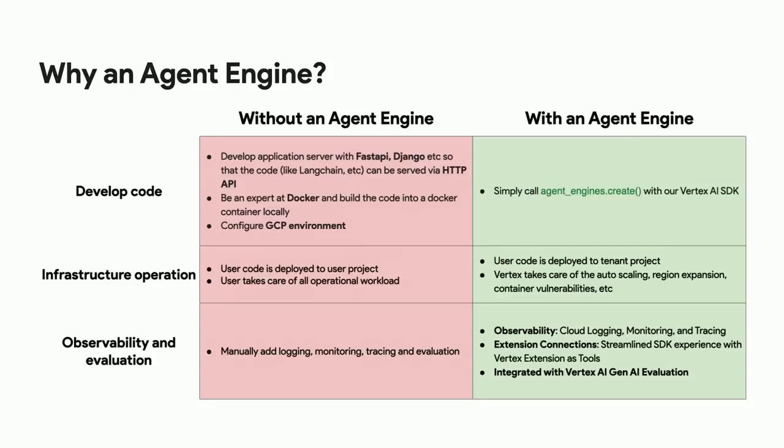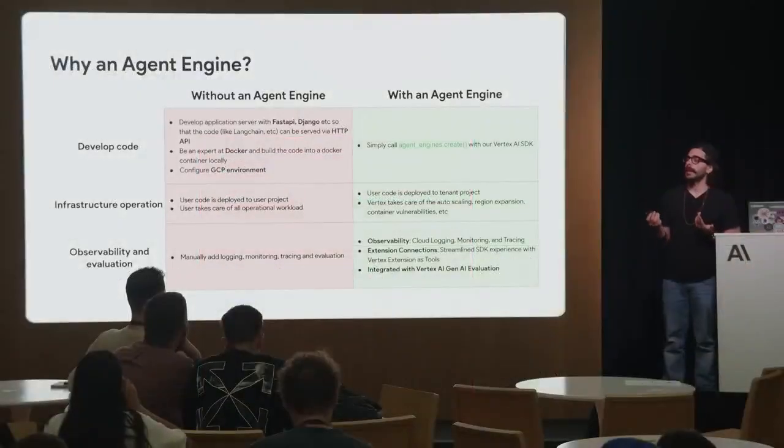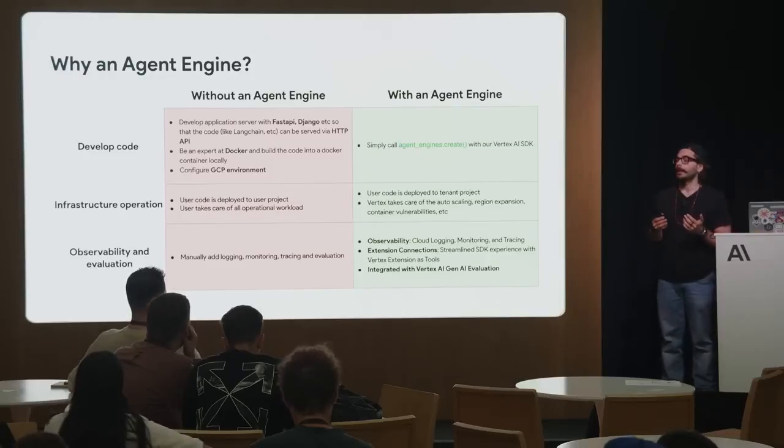And then you need to handle all the operations related to infrastructure. And at the same time, you also need to monitor these agents, because at the end of the day, it is an application, right? So with the Agent Engine, you can simply deploy the agent using a method like Agent Engine create, and you will get your agent up and running, as well as all the observability capabilities and the monitoring that you need in order to deploy your agent.